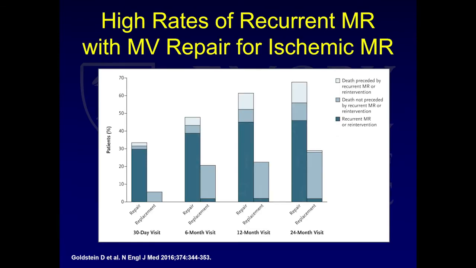Moreover, they had higher rates of recurrent MR in the mitral valve repair group. So remember, things that are favorable for repair, well, ischemic mitral regurgitation is not favorable for repair. And this shows that after 2 years, over 50% of patients had recurrent significant MR. So a lot of death in secondary ischemic MR here, as well as recurrent MR. So repair, not better than replacement.